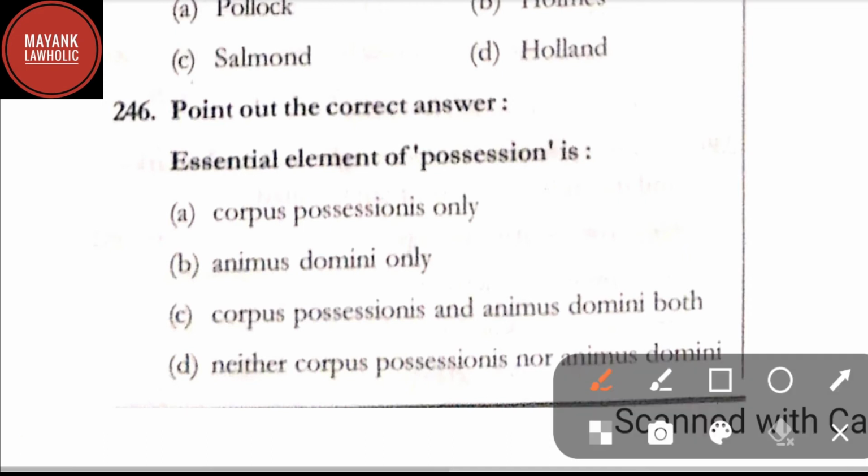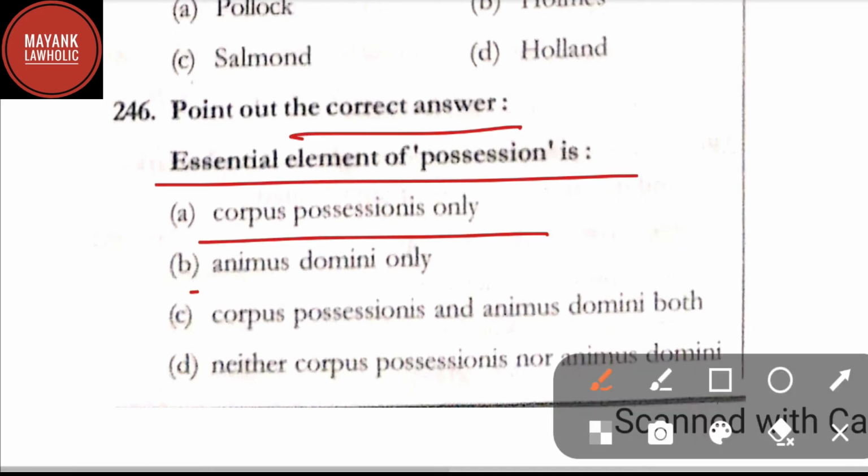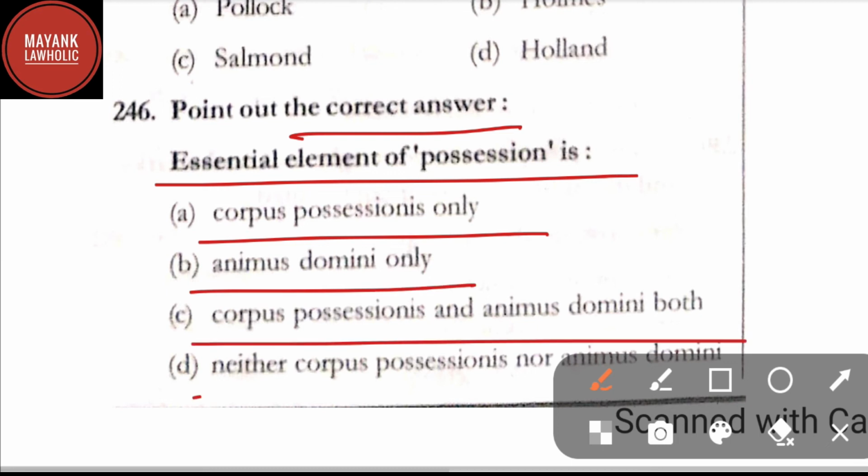Question number 246. Point out the correct answer. Essential element of possession is: corpus possessionis only, animus domini only, corpus possessionis and animus domini both, neither corpus possessionis nor animus domini. Here in question number 246, the correct answer is option C, that is corpus possessionis and animus domini both.